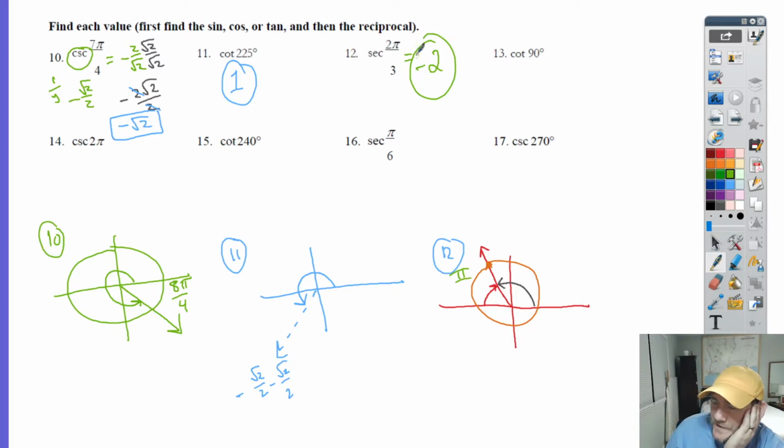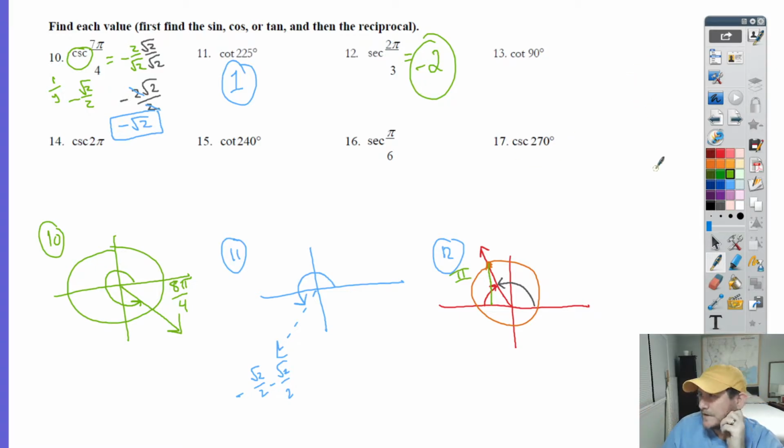So here, what's the deal? Our reference angle was pi over 3, so 60 degrees, but we're in quadrant 2. So we want the x-coordinate because it's cosine, but it's negative a half, and it's the reciprocal, so it's negative 2. There are all these fine little steps.